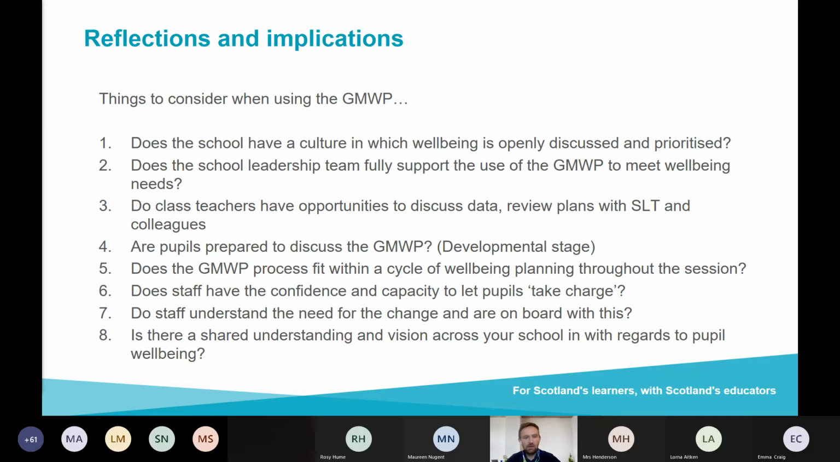You might want to think about how your school culture is, whether you're ready in terms of is well-being discussed and openly prioritized.